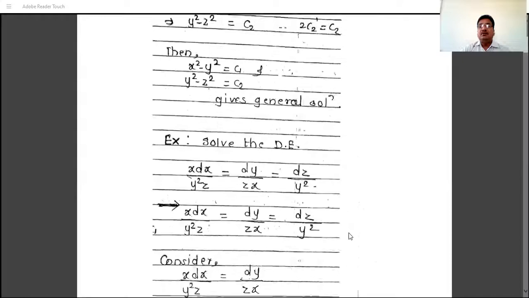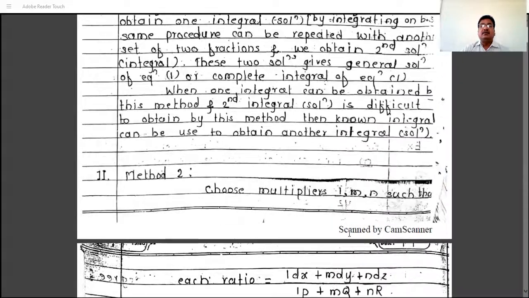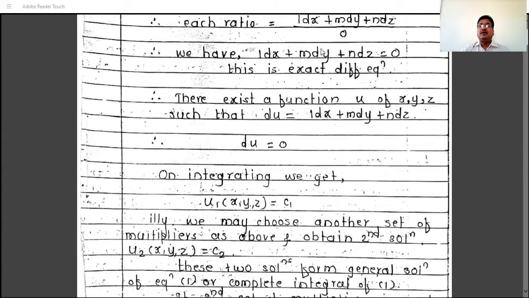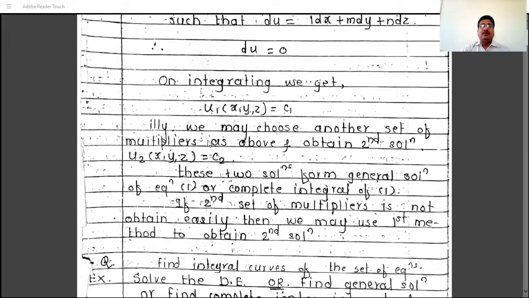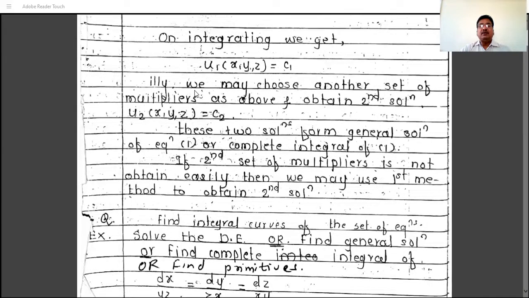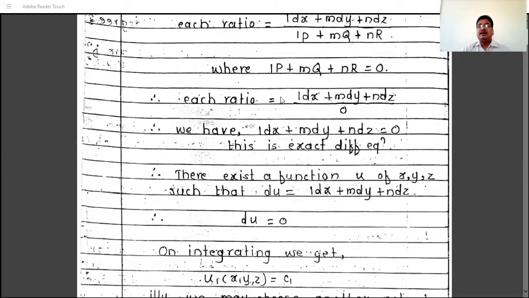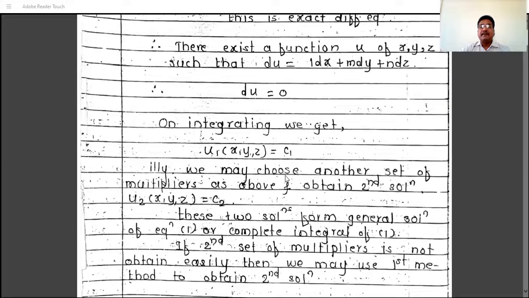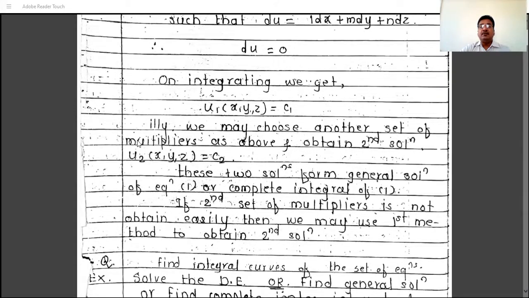So in order to obtain the second solution, the second method is what? Choose multipliers l, m, n such that lP plus mQ plus nR is equal to 0. So similarly here, the second part is what? We may choose another set of multipliers as above, that is, choose multipliers l, m, n such that lP plus mQ plus nR is equal to 0, and the second solution of this, but these two solutions form the general solution. So we may choose another set of linearly independent multipliers. So write here the words linearly independent multipliers.